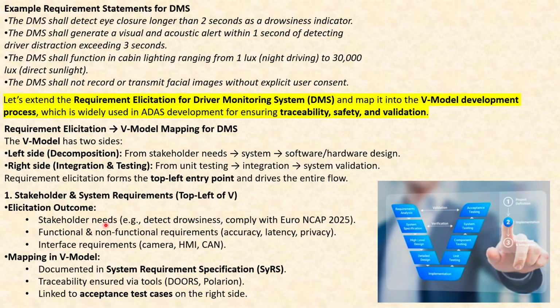Okay. Now, the first step, at the top left of the V model, is the elicitation outcome: stakeholder needs. I will not go into detail here because we already discussed who all the stakeholders are. Stakeholder needs include drowsiness detection, complying with various norms, and functional and non-functional requirements such as accuracy, latency, and privacy. Now, interface requirements: camera, HMI, and CAN. Talking about the mapping in the V model, these are documented in the system requirement specification, traceability is ensured via tools, and they are linked to acceptance test cases on the right side. This is extremely important because this is what dictates the traceability.